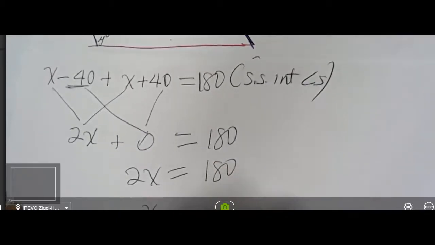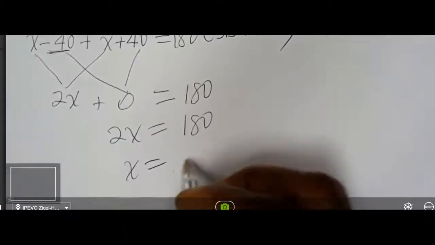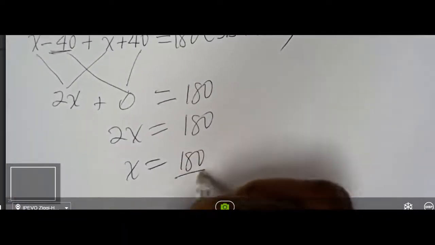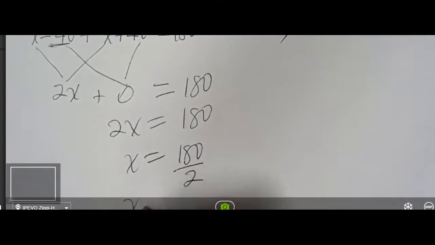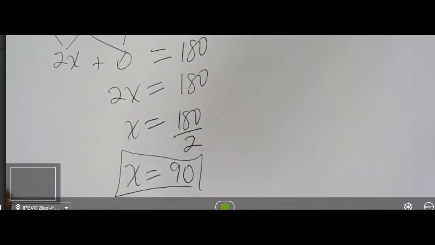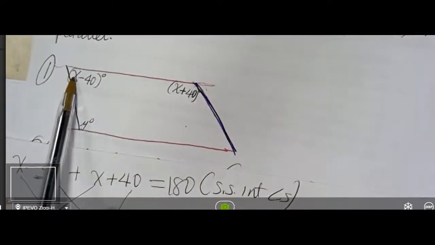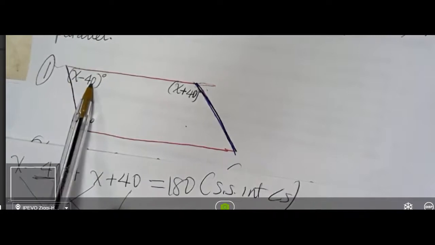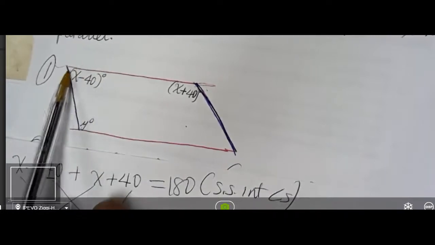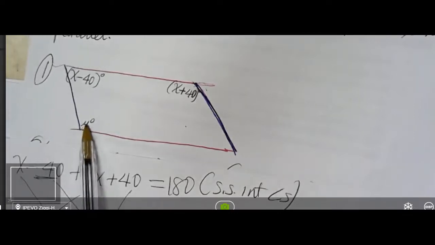Therefore, for x, we divide both sides by 2. So x is equal to 90 degrees. That means if we replace x with 90 here, 90 minus 40 would give us 50. So this angle right here is 50 degrees. Okay, then how about y? How do we find y?